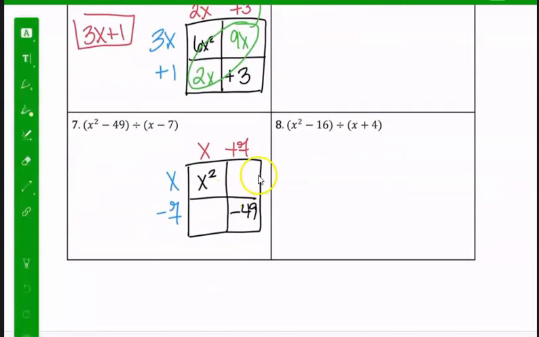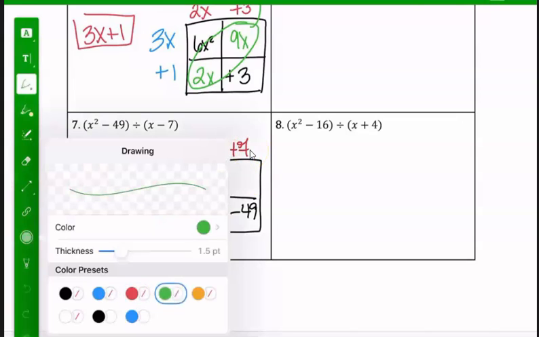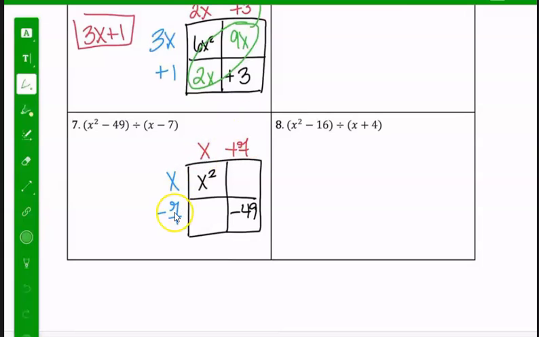So once again, technically I have my answer, but I would like to check it because I want to make sure I make 100 on this assignment. So x times negative 7 is negative 7x. x times positive 7 is positive 7x. Now notice here when I combine my like terms, I have negative 7 plus 7, or 7 minus 7. That cancels out. That gives me 0x. So notice that's why my middle term is missing. It actually ends up getting canceled out.